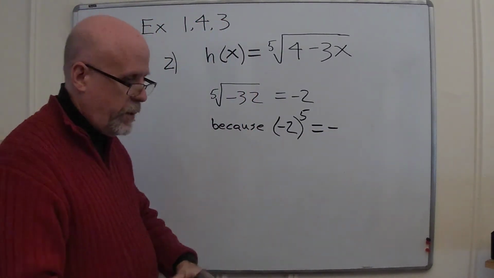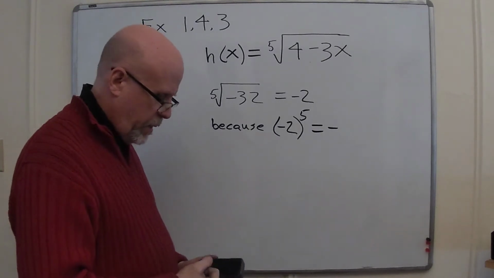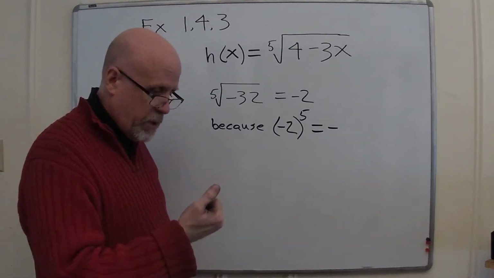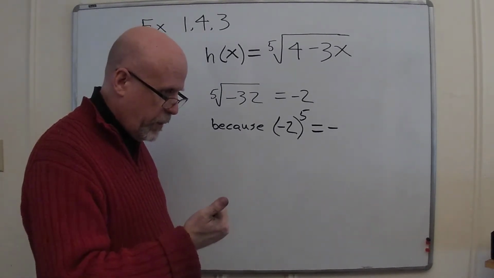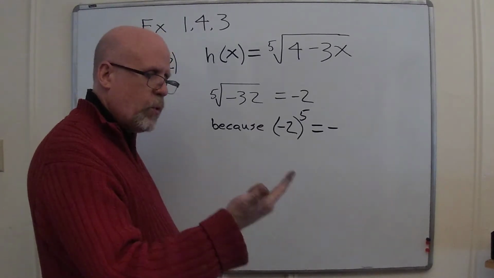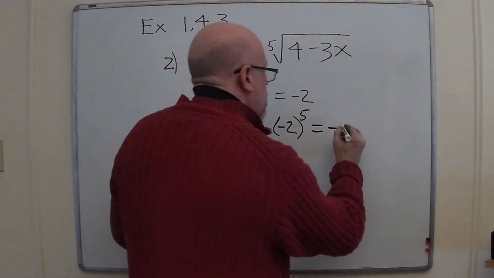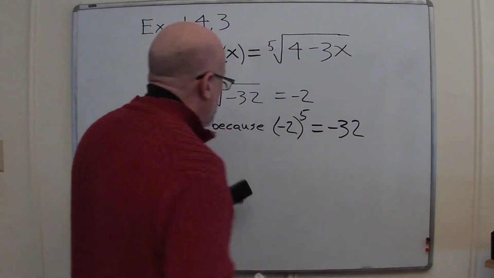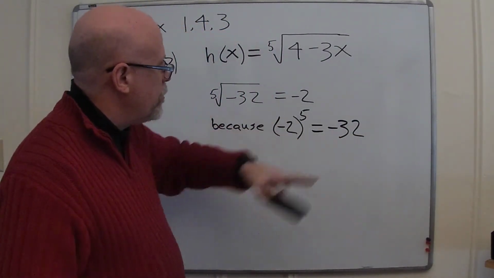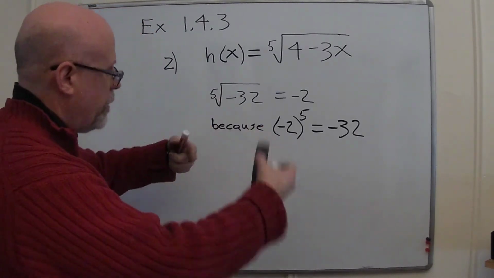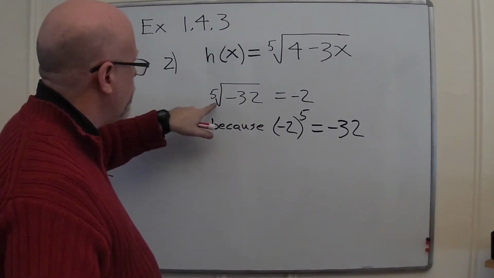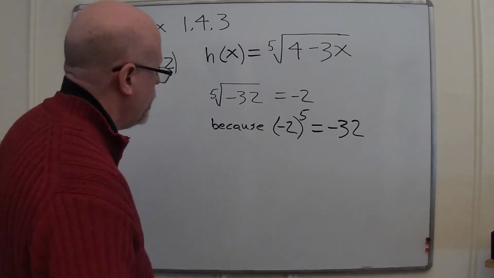And 2 to the fifth, I don't know if people are handy at this, but I've developed a facility of doubling while counting on my fingers. So 2, 4, 8, 16, 32. Negative 32. Because negative 2 raised to the fifth power gives me negative 32, that means, turning the tables, the fifth root of negative 32 must be minus 2.